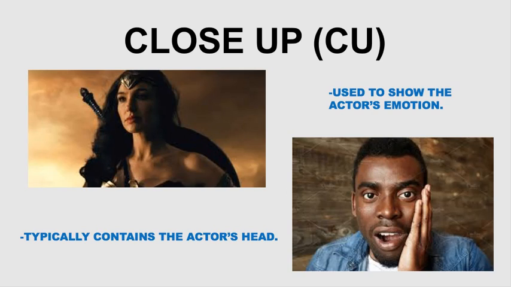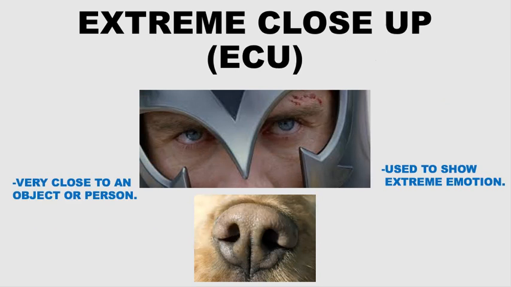And again, just like with a medium close-up, you wouldn't want to have too much space above their heads. Now, the next shot we're going to talk about is an extreme close-up, or ECU. And as you can see, the camera is just getting closer and closer to whatever we're filming. An extreme close-up is very close to an object or person, and it's used to show extreme emotion. Or in this case, a dog's nose.